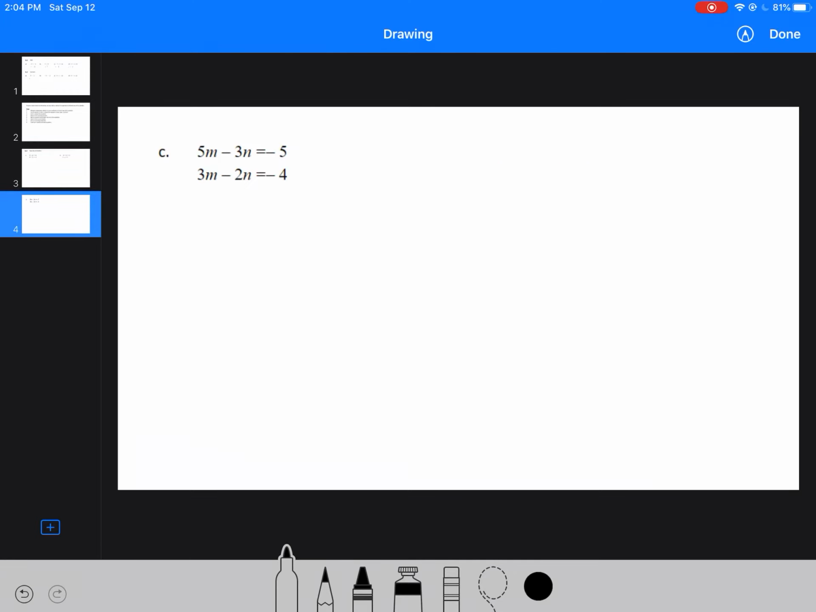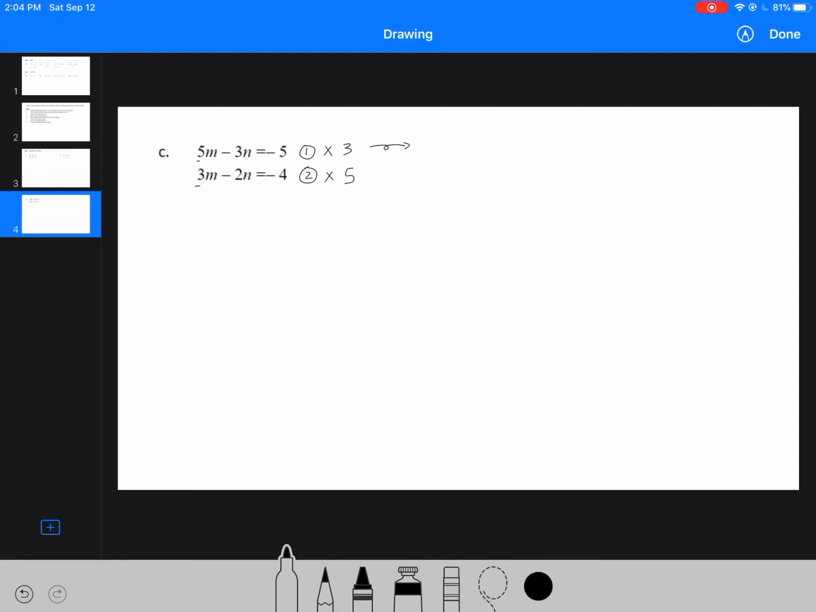Here we've got 5m minus 3n equals minus 5. This is equation 1. And then we've got 3m minus 2n equals minus 4. So what I'm going to notice is that the coefficients aren't the same. And then I can't just multiply one equation. I'm going to have to multiply both. So what I'm going to do is I'm going to multiply my first equation by 3, and then my second equation by 5.